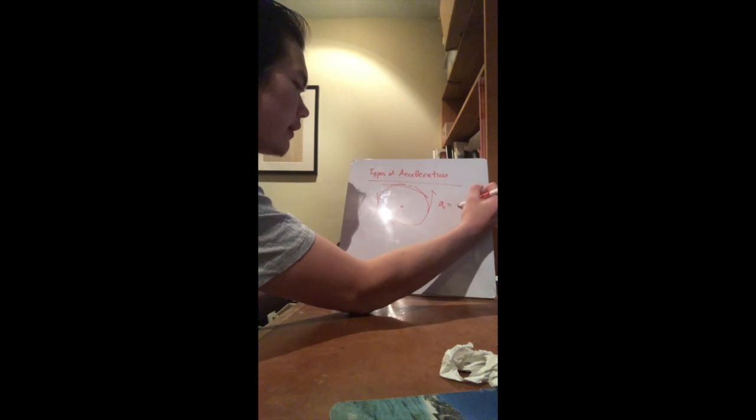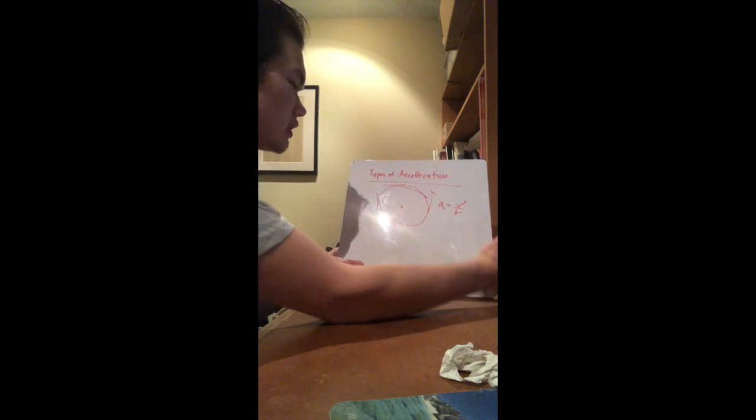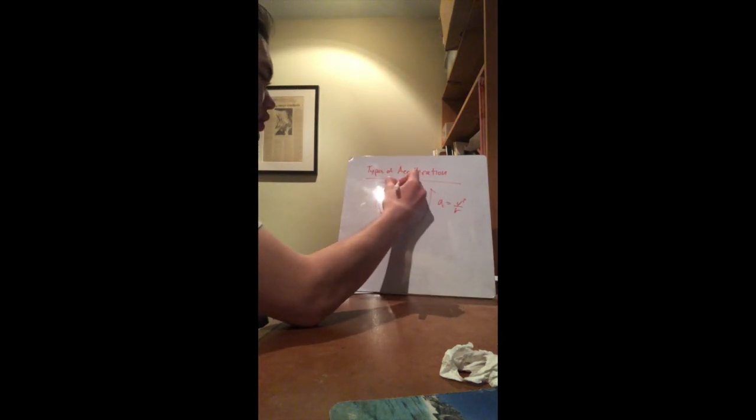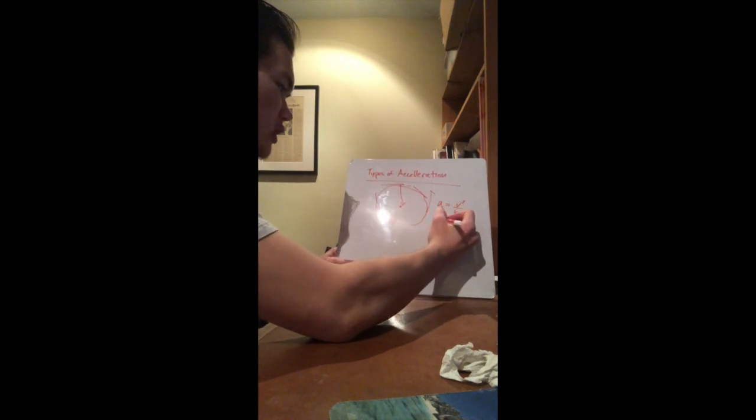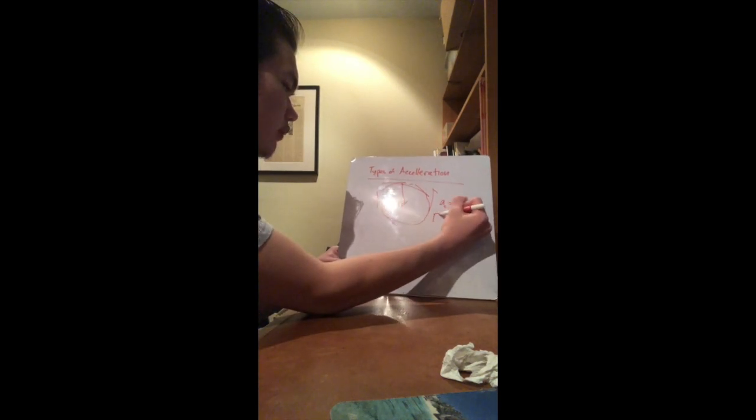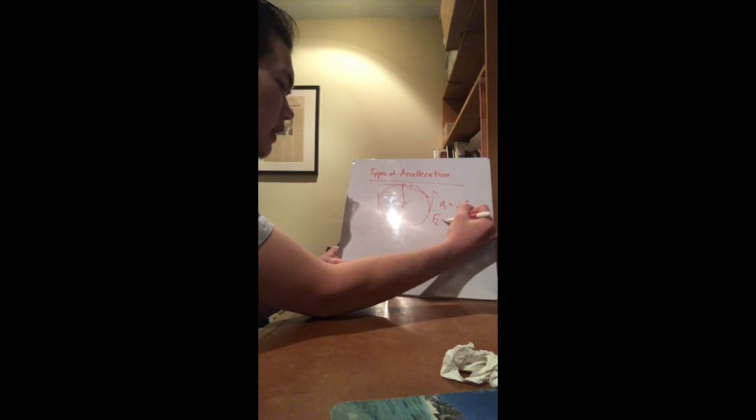a_c equals v squared over r. That's the formula we use. And this acceleration always points inwards towards the center. Now, when we have a mass of an object traveling around, this becomes mass times acceleration, which becomes a force. F_c equals m v squared over r. But we never label it F_c.